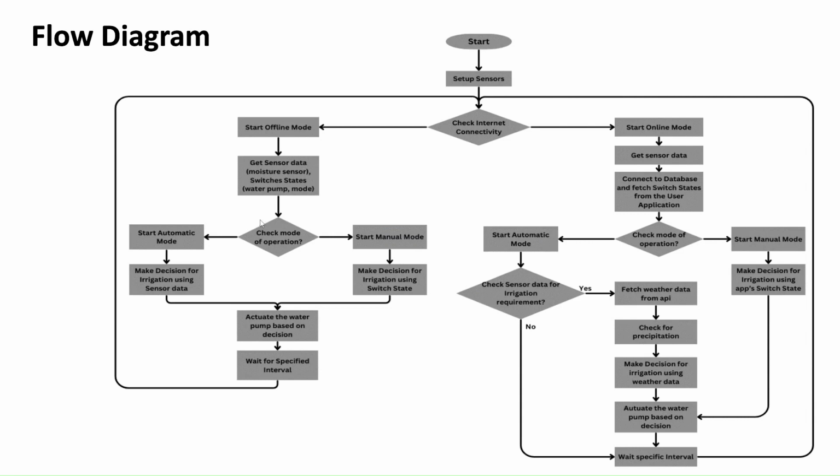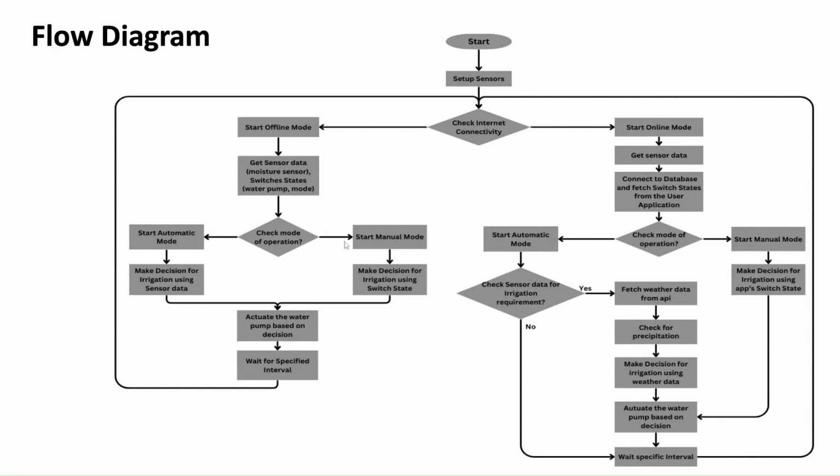Then we check for the mode of operation at this place. It decides whether to operate in automatic or manual, since the user is provided with a physical switch to switch between these modes. Once the system is in automatic mode, again as I said, it checks the sensor data and based on that makes a decision for irrigation and waits for a specific interval for the next iteration of checking the sensor data.